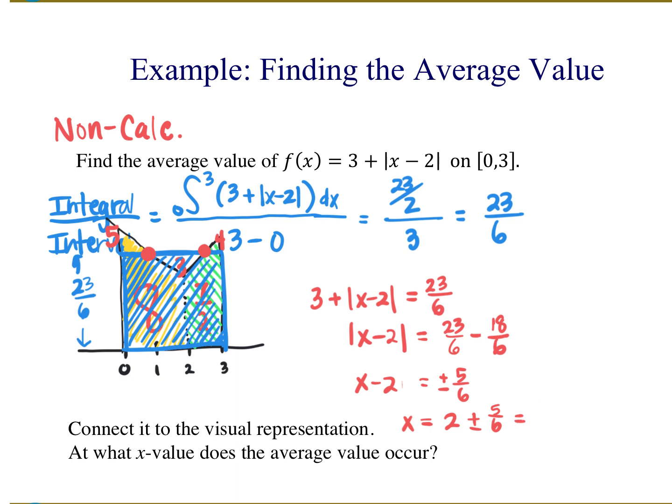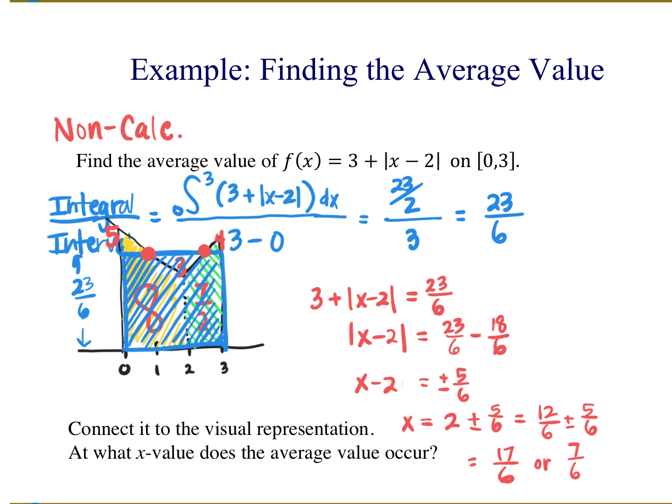I'd probably change that to be 12/6 plus or minus 5/6. So one of them is 12 plus 5, that'll be 17. The other is 12 minus 5, that would be 7. So those are the two places, either 17/6 or 7/6.